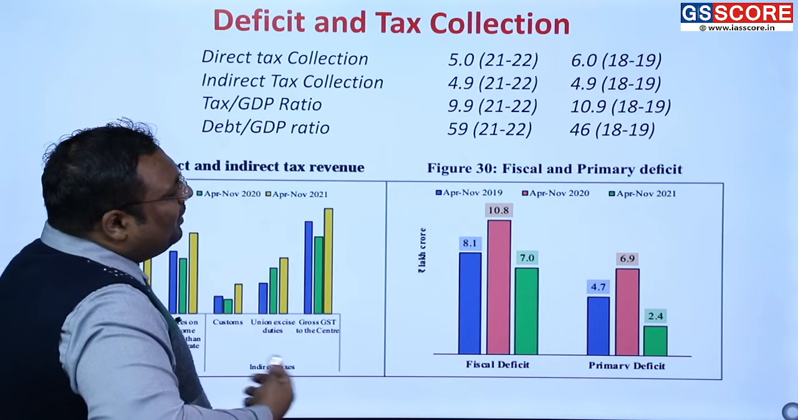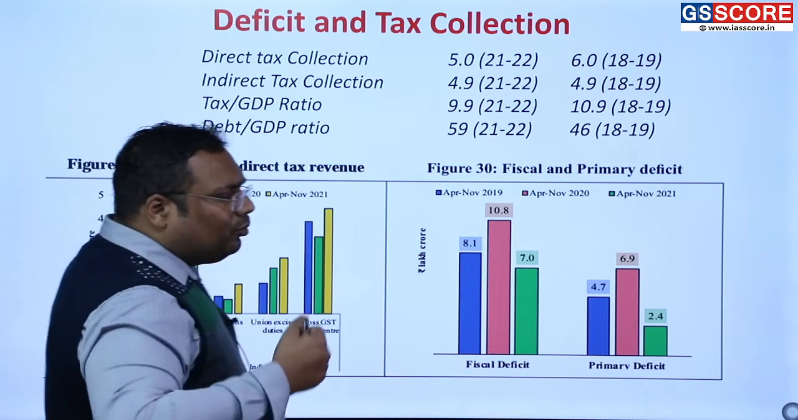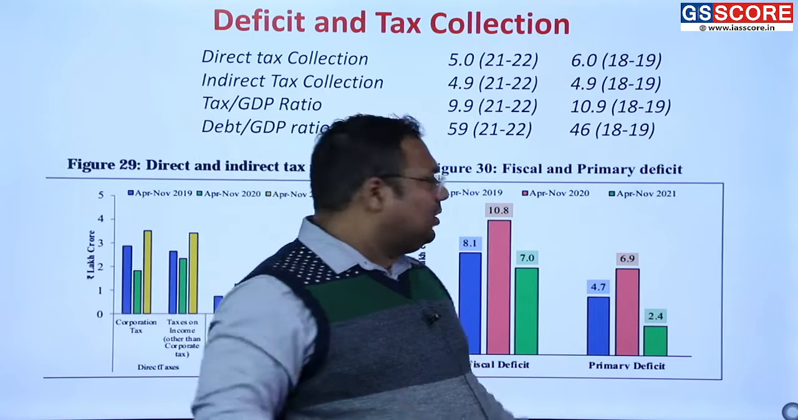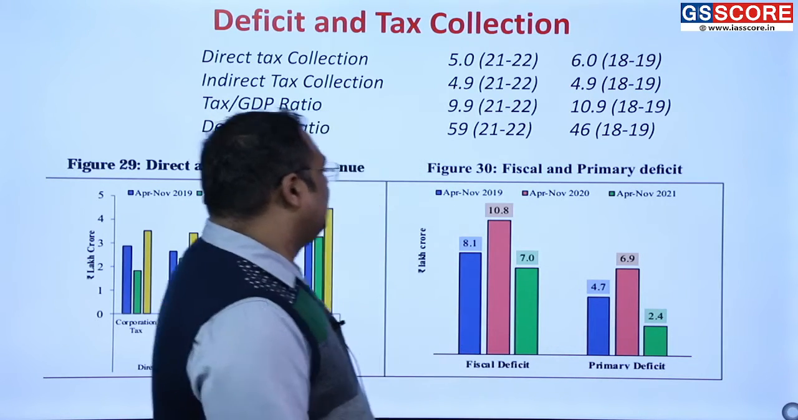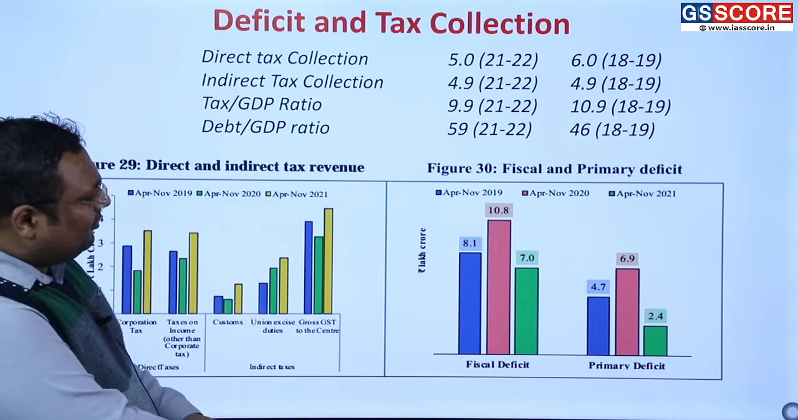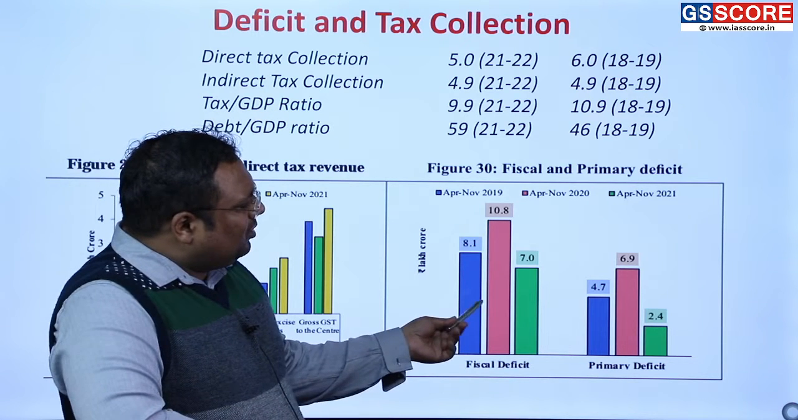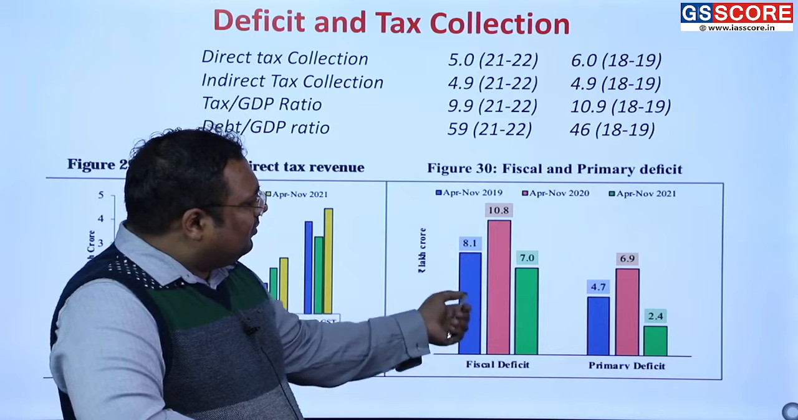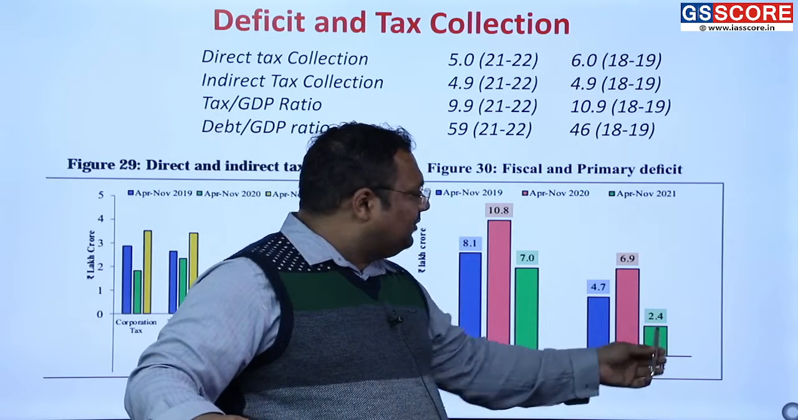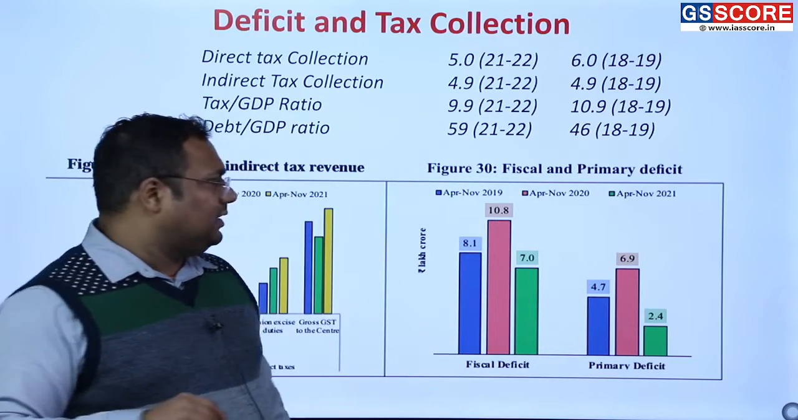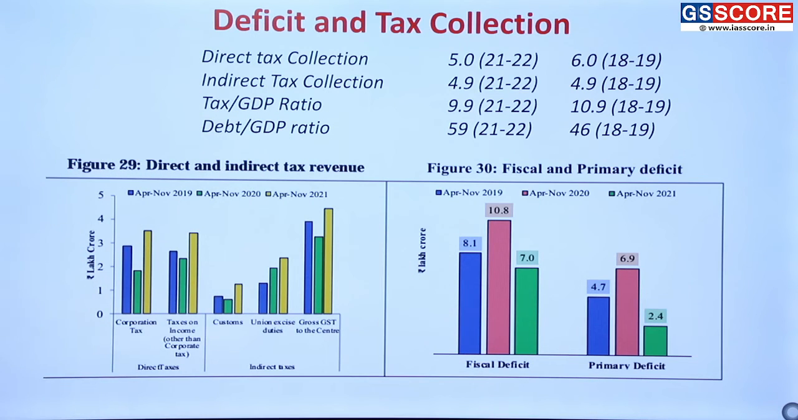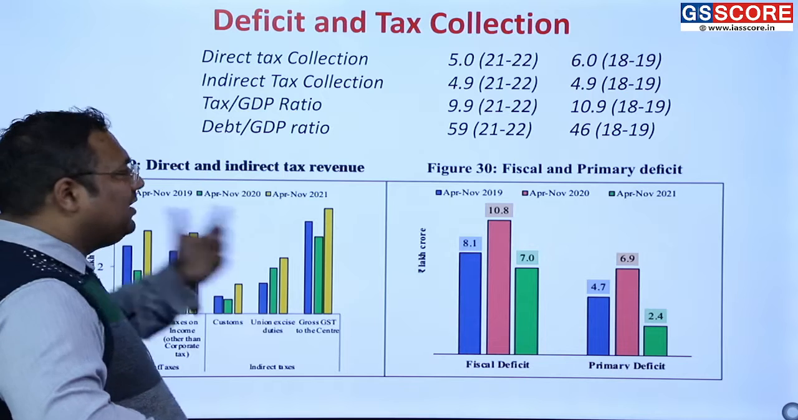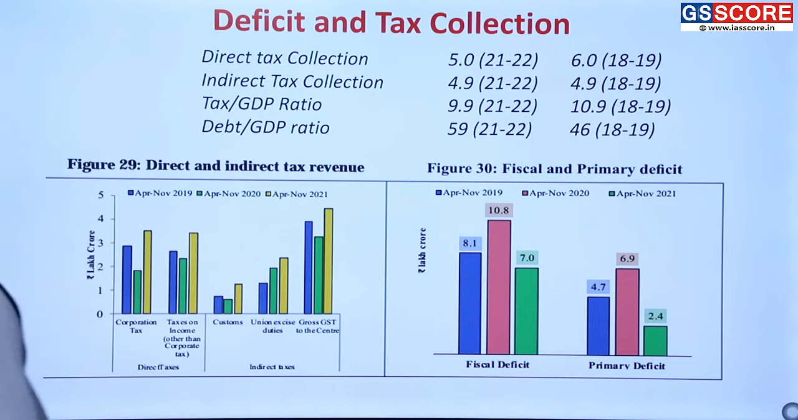Primary deficit: if we remove the interest payments from the fiscal deficit, then we get the primary deficit. So primary deficit also shows that we have increased our spending, and this year we will decrease our spending hugely. That is why there is a big improvement in primary deficit. Primary deficit should be 0, while fiscal deficit ideally should be around 3%.